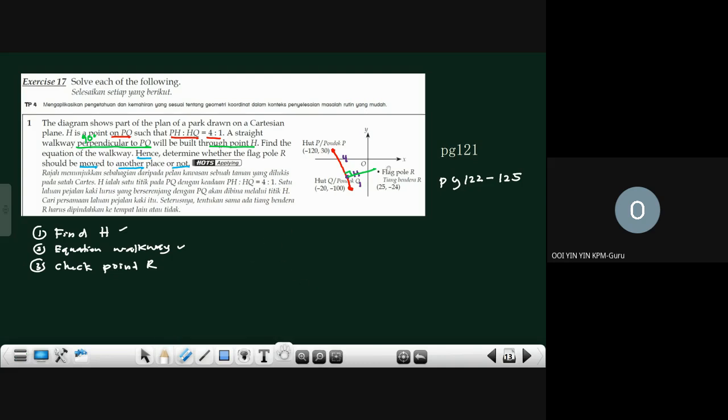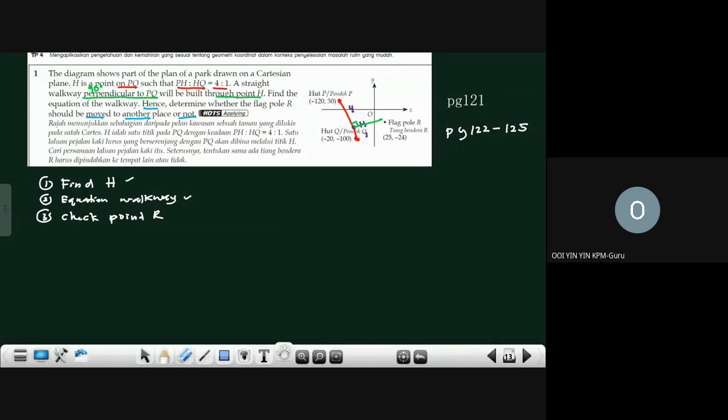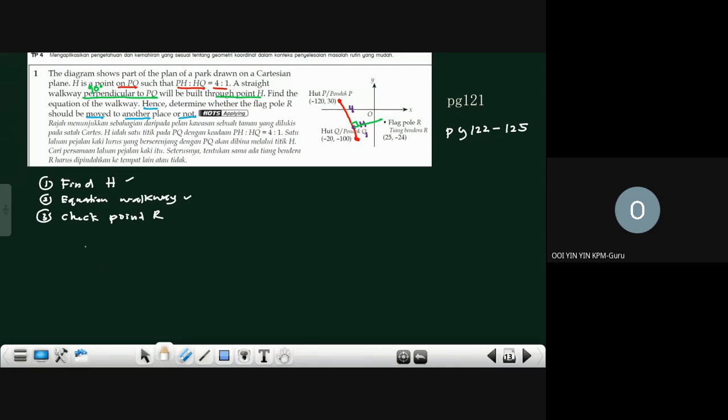Okay, so first, find H. You remember how to find H? Go back to what we learned yesterday, your 7.1, where H divides the line segment into two parts in a ratio. Let me draw again: P, Q, like this. Point P is (-120, 30). Point Q is (-20, -100). And H is here, which is unknown.